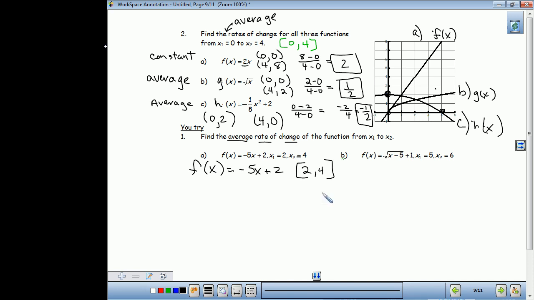Somebody tell me, please don't do any work. Why do I not have to do any work? Because it's a line, so the average rate of change is just the slope. The AROC is negative 5.